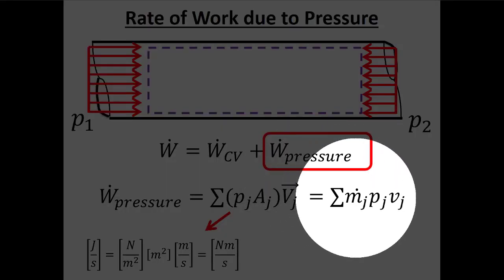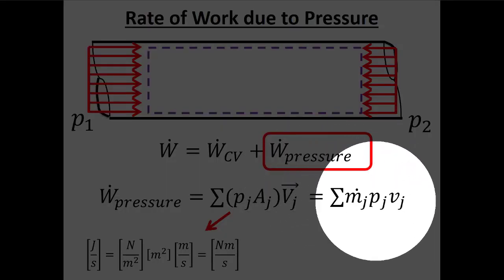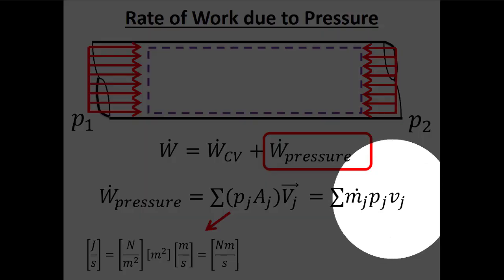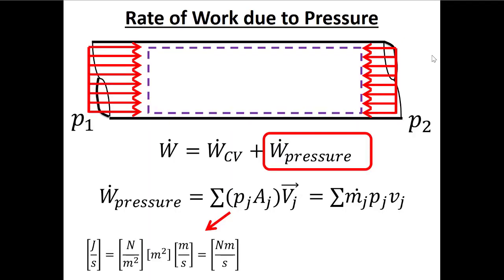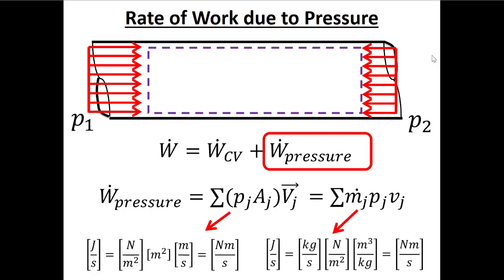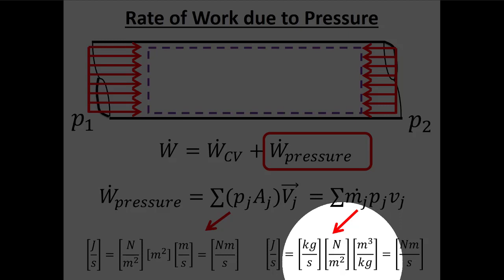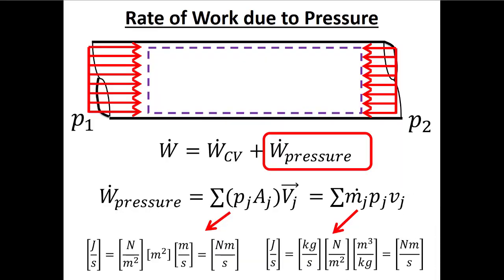So here, what we can do is rewrite this equation as the mass flow rate at the inlet or the outlet times the pressure times the specific volume of the fluid at the inlet and outlet. And this is nice because now this is a function of the mass flow rate and two independent intensive properties, right? Again, we want to be a little bit skeptical here, so we can check the units, right? Kilograms per second, that's mass flow rate. Newtons per meter squared, that's pressure. Meters cubed per kilogram, that's specific volume. So the kilograms are going to cancel out. Meters cubed divided by meters squared gives me meters.